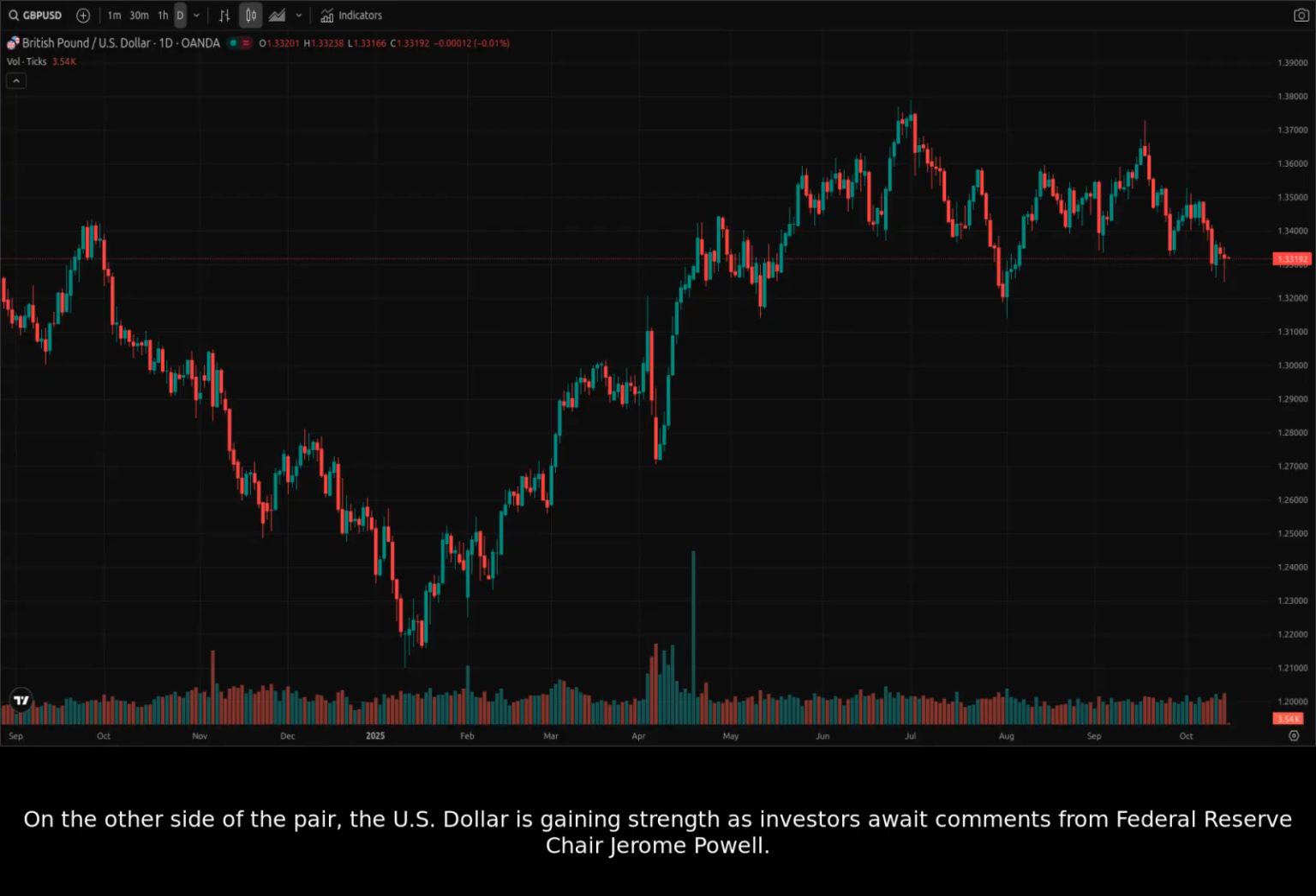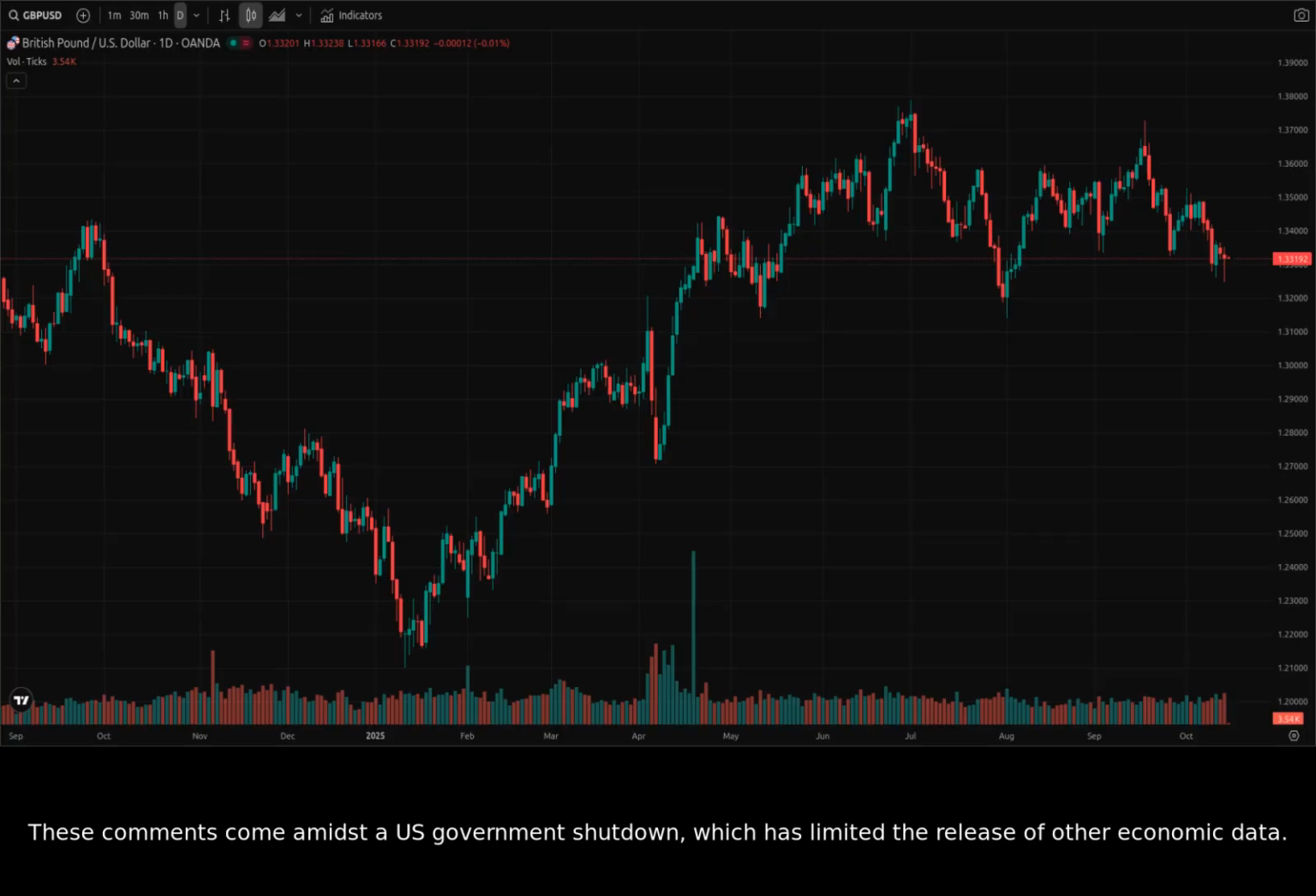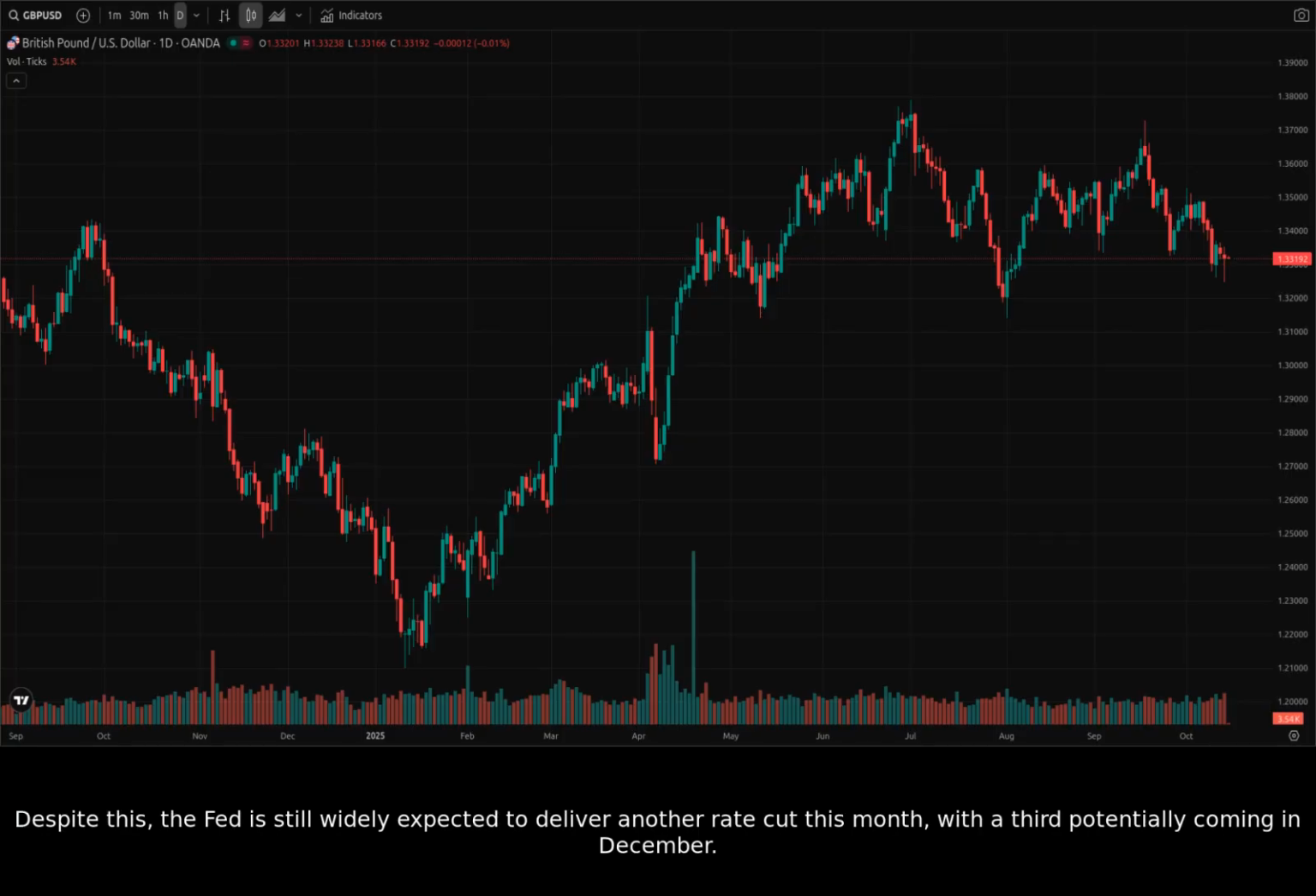On the other side of the pair, the US dollar is gaining strength as investors await comments from Federal Reserve Chair Jerome Powell. These comments come amidst a US government shutdown, which has limited the release of other economic data. Despite this, the Fed is still widely expected to deliver another rate cut this month, with a third potentially coming in December. Adding another layer of complexity are the renewed US-China trade frictions, with tit-for-tat port fees ramping up tensions.